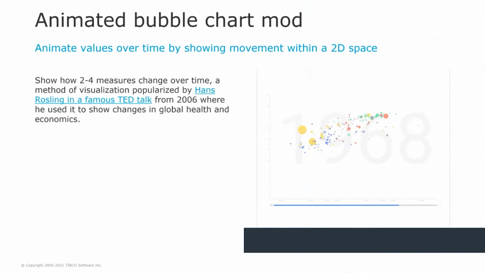couple of examples. So this first one is the animated bubble chart. It animates values over time by showing movement within a two-dimensional space. And I assure you, you remember Hans Rosling's famous TED Talk. They used this method to show changes in global health and economics.